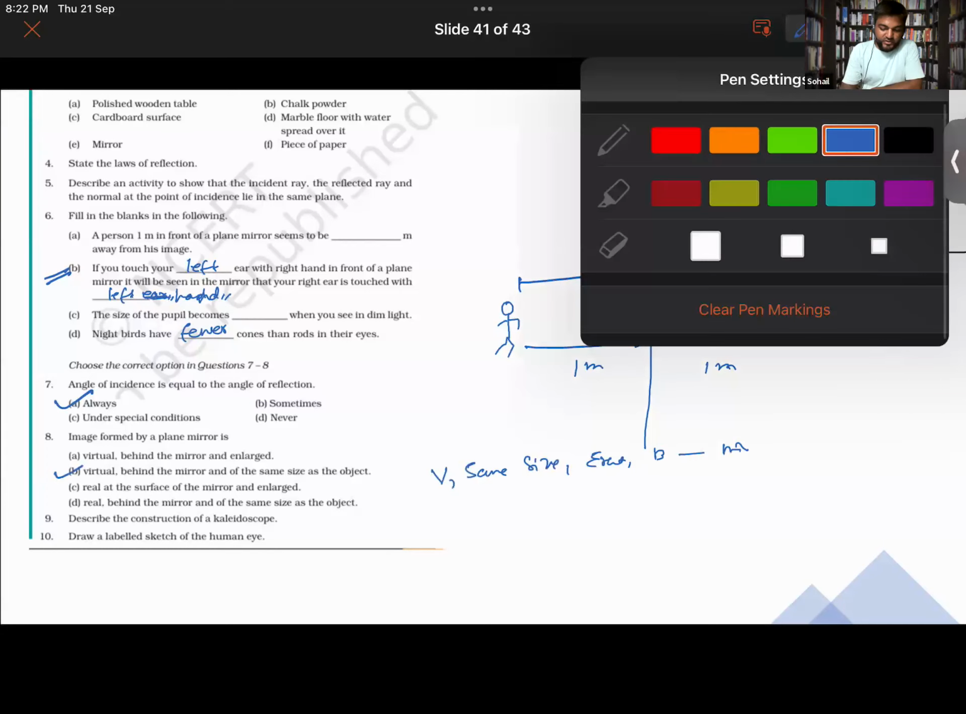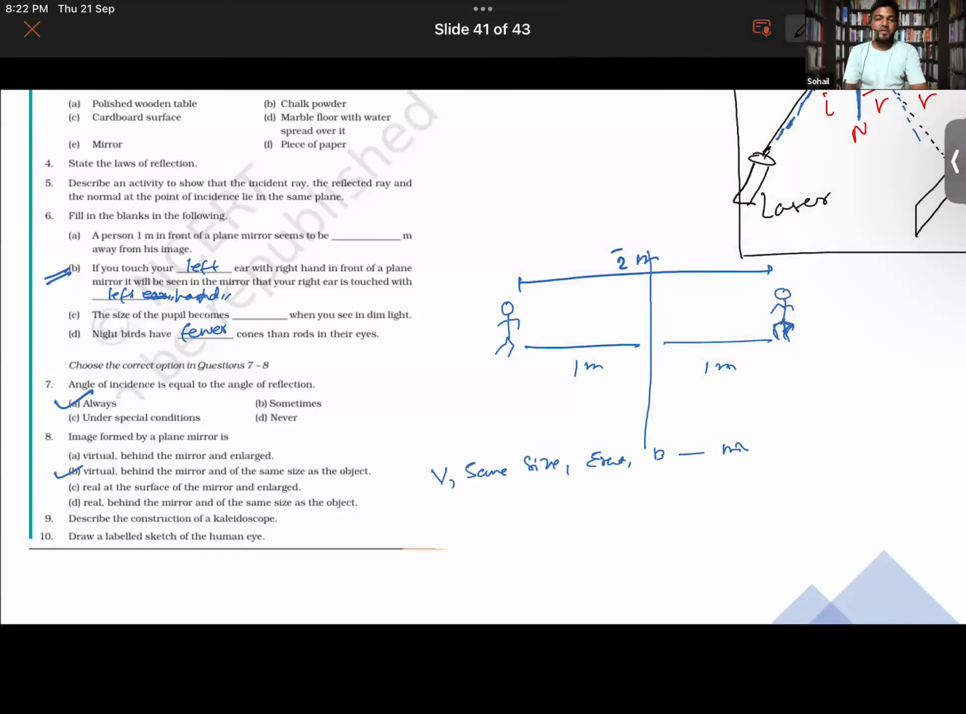Describe the construction of a kaleidoscope. What is the construction of a kaleidoscope? Yes, sir. A kaleidoscope is cylindrical in shape. And at the end of the kaleidoscope, there are 2 to 3 mirrors and some broken pieces of colorful glasses. When we see from the other end of the kaleidoscope, we can see different patterns.